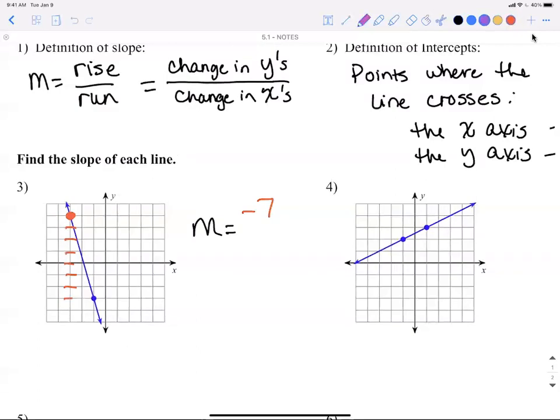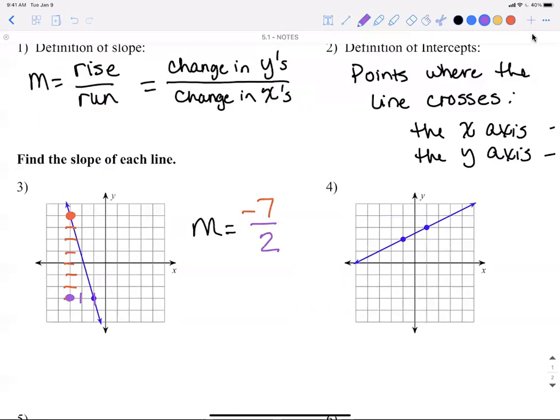Then we make a turn or a corner, and then we run. And we have to count how many times we have to run to get over to that point that we're heading toward. So we run 1, 2. That was a positive run. So there's your slope, -7 over 2. Now, technically, every slope is a fraction. We don't always write every slope as a fraction, and I'll show you why here in just a minute, but every slope needs to be a fraction because it needs to be a rise over run, okay?